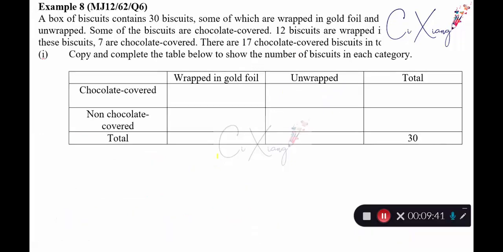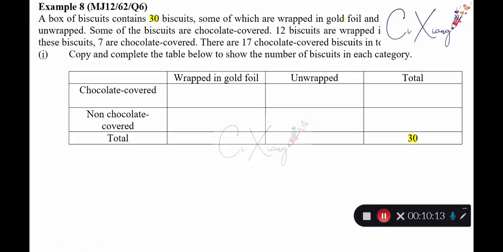Alright, so let's have a look at example 8. For example 8, they already give you some information and also a table, a two-way table. You need to copy and complete the table below to show the number of biscuits in each category. A box of biscuits contains 30 biscuits. That means this is the grand total, the total number of biscuits that we have.